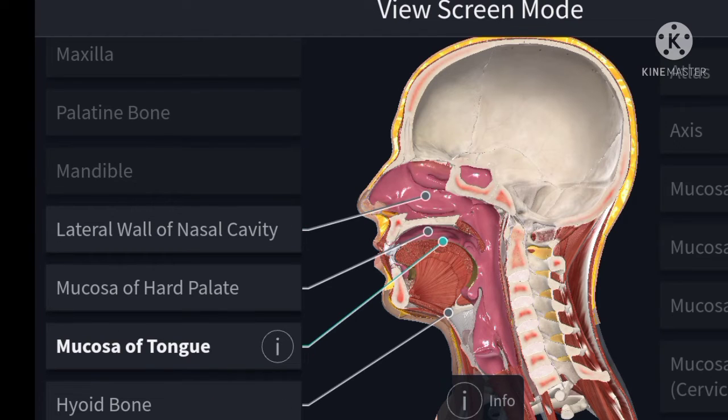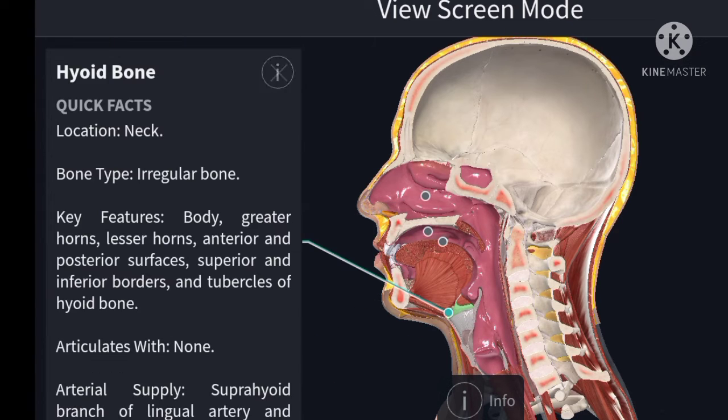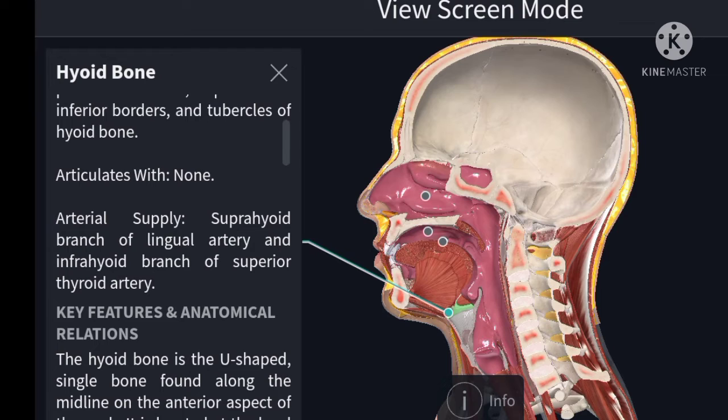Now we will talk about the hyoid bone. As you can see here, this is the hyoid bone, and it is a type of irregular bone which is located in the neck, and it is supplied by the suprahyoid branch of the lingual artery and the infrahyoid branch of the superior thyroid artery.